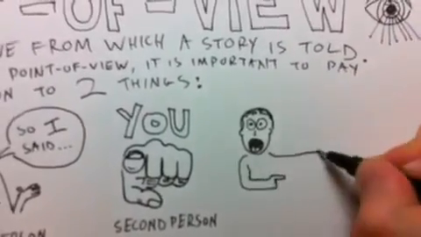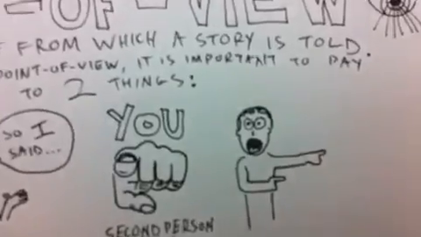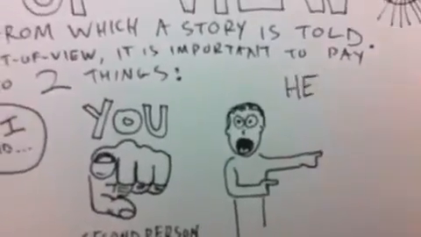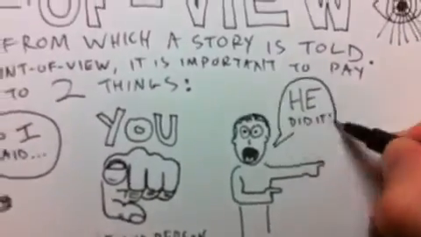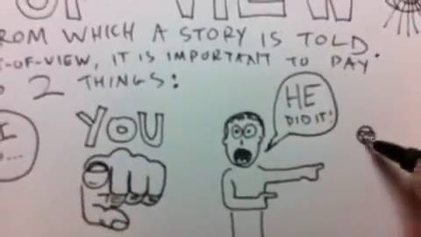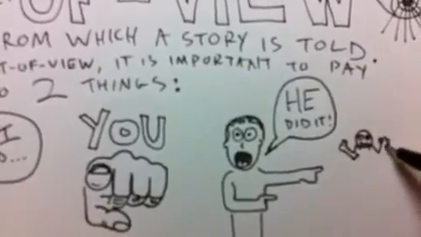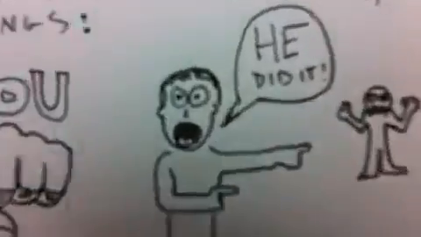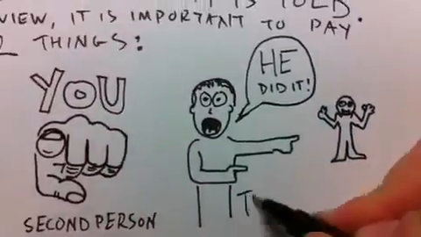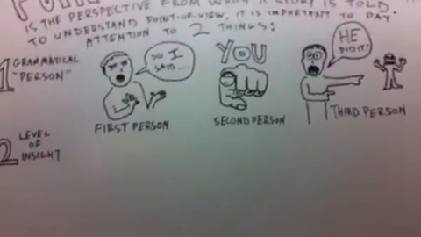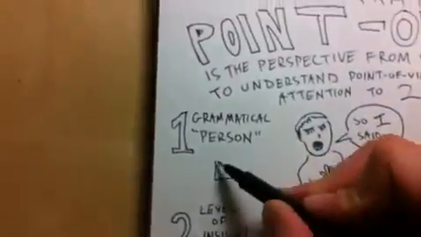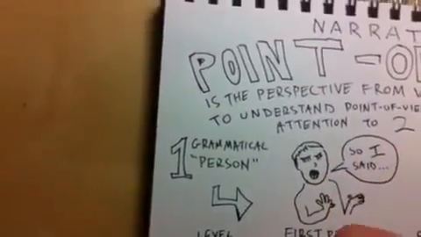A much more common way to tell stories is to talk about other people, he, she, they, etc. Again, this seems natural to us because this is how we would tell true stories about people other than ourselves. This perspective is called third person. So first, second, third person, that's the first category.